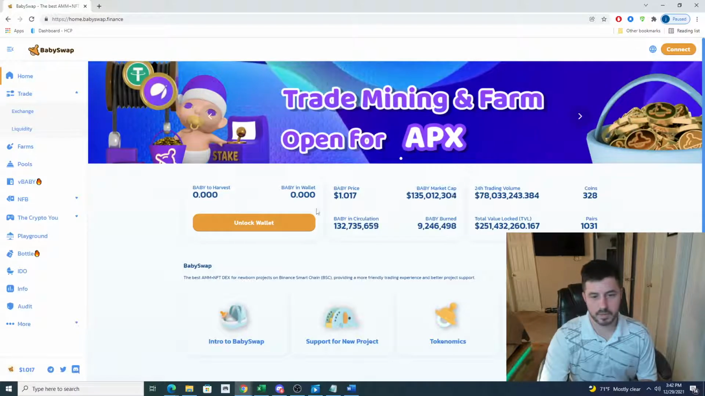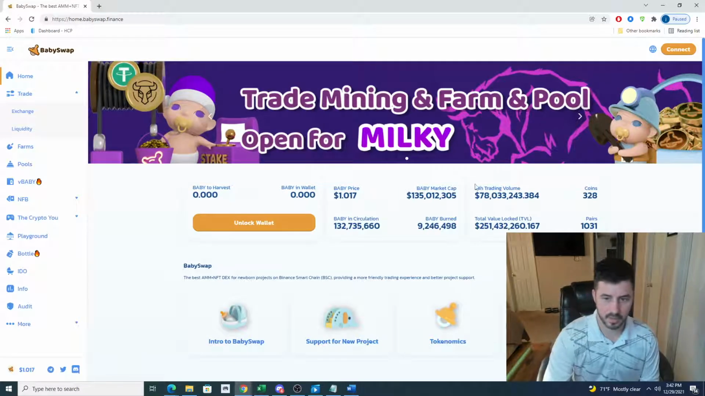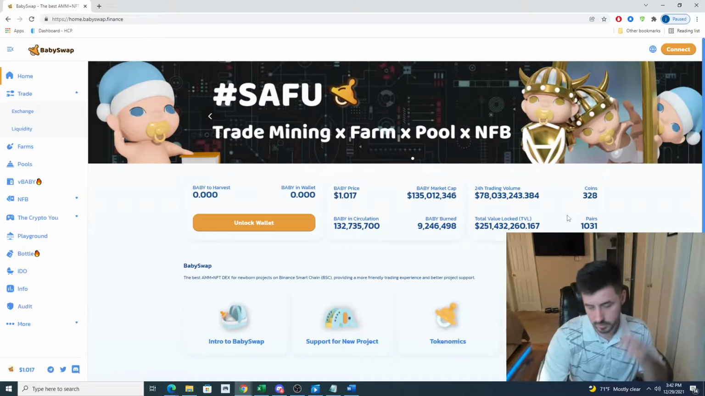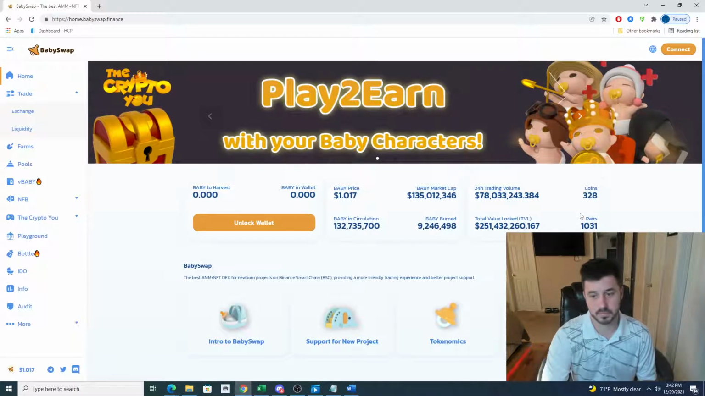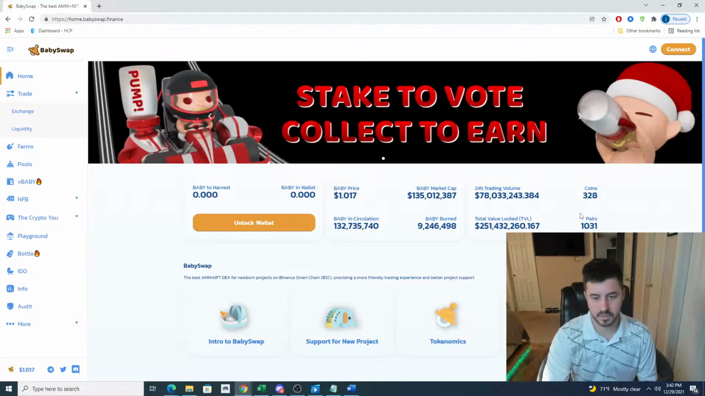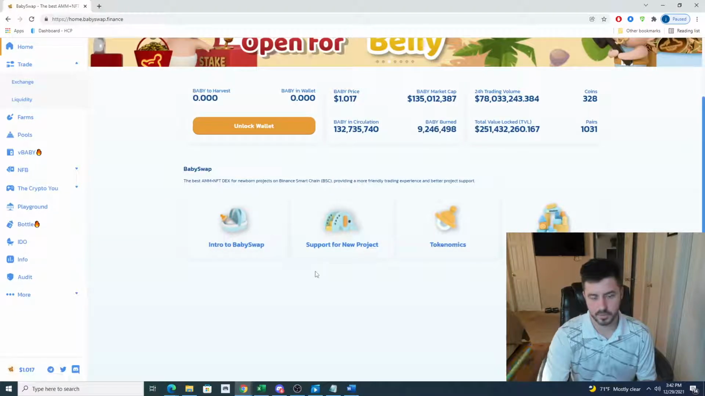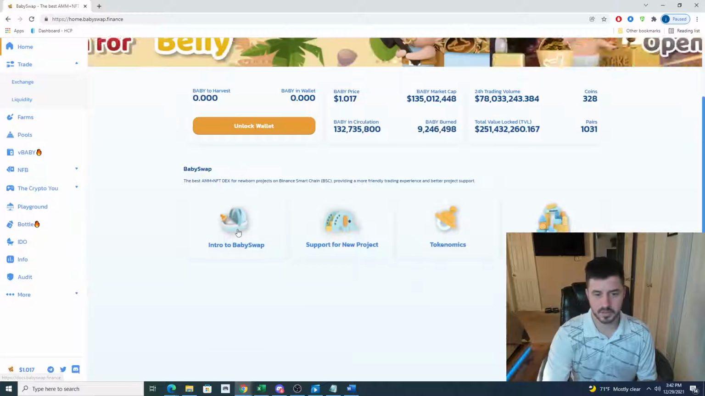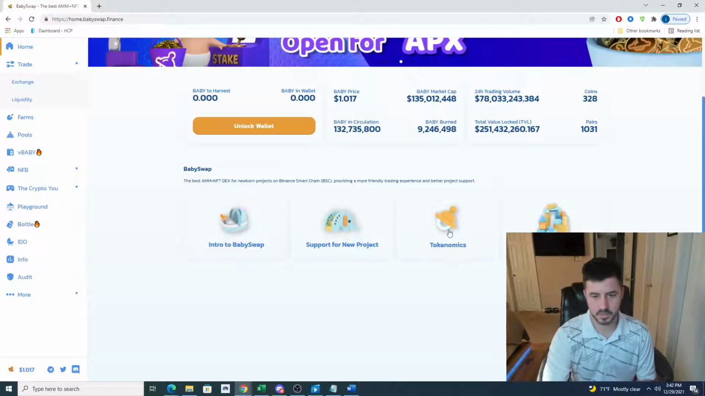This explains the current price of Baby, the market cap, and how much volume they're doing. They actually got 1,031 pairs now, so that's a pretty good number there. Steady growing. And these cover a couple of different topics. You can check those out later. Just the intros, supporting other projects.